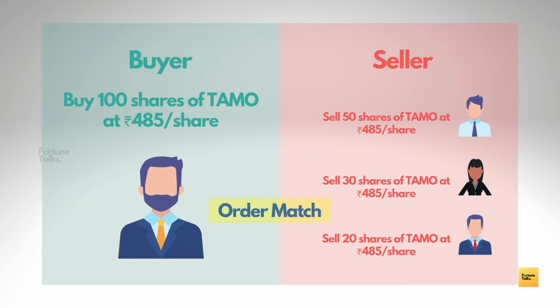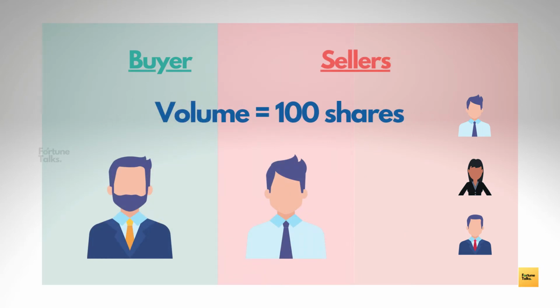That is, let's say one of them has 50 shares, the other one has 30 shares, and the third person has 20 shares, to sell at the same price of Rs 485, which will be matched with the buyer. So basically there is a price and quantity match which results in a trade. This means that you and I have together created a volume of 100 shares, or you and the other 3 sellers which we have talked about created a volume of 100 shares, because if you notice, overall 100 shares were transferred from the seller to the buyer.